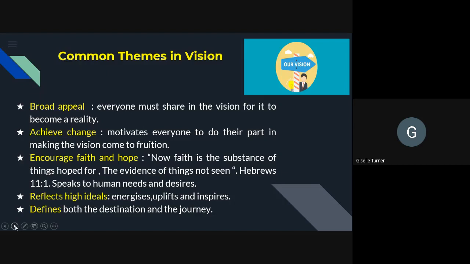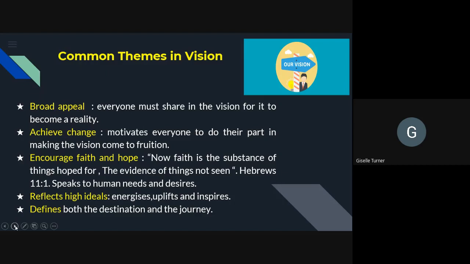And Hebrews chapter 11, verse 1 says, now faith is the substance of things hoped for, the evidence of things not seen. So vision is something that is imaginary. It can't be seen or verified beforehand, but it speaks to the human needs and desires.